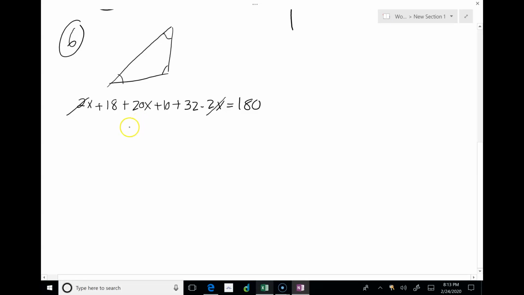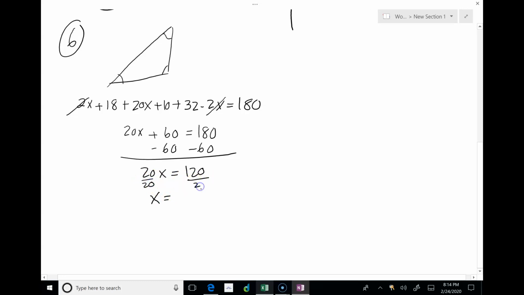Then you would have 20x on this side, 18, 10, 32. That would be 60 plus 60 is equal to 180. We take away 60 from both sides. So 20x is equal to 120. We divide both sides by 20. So x is 6.